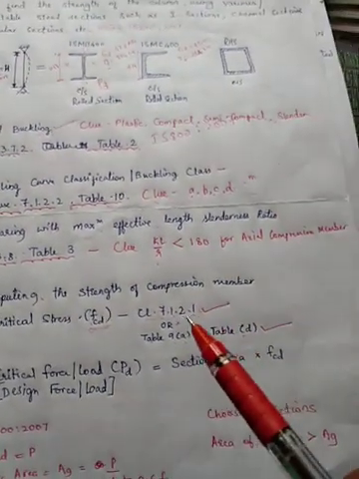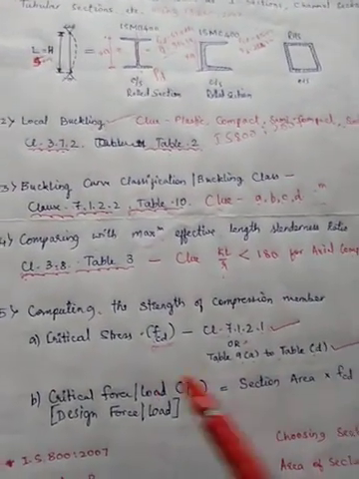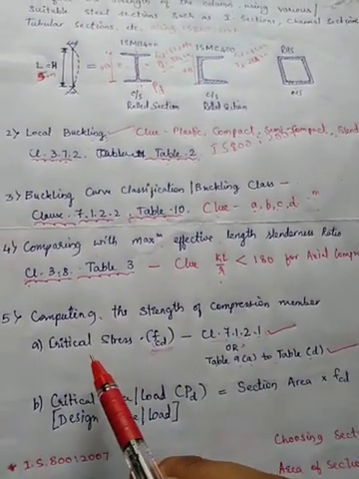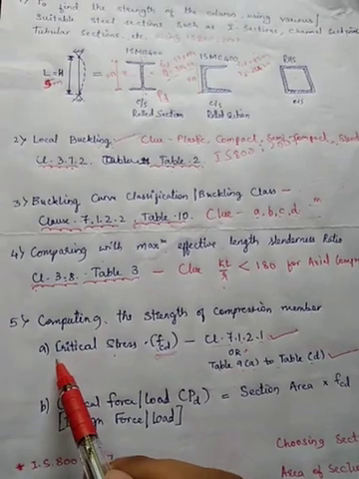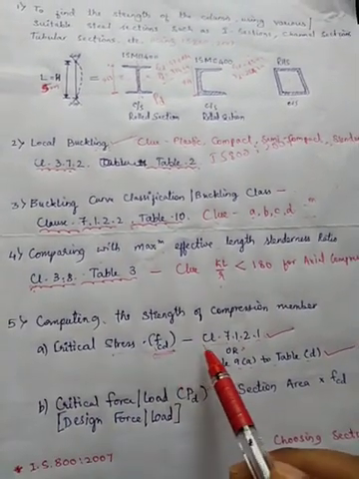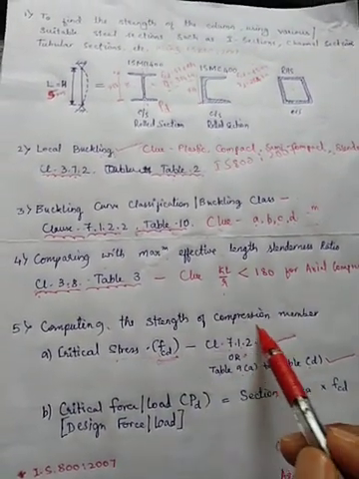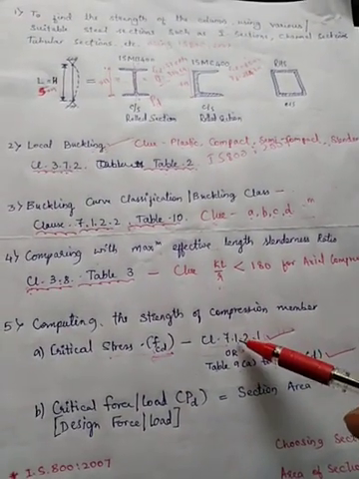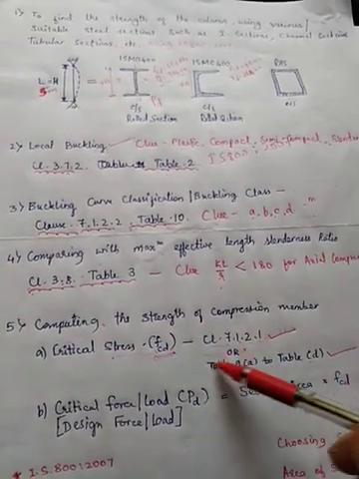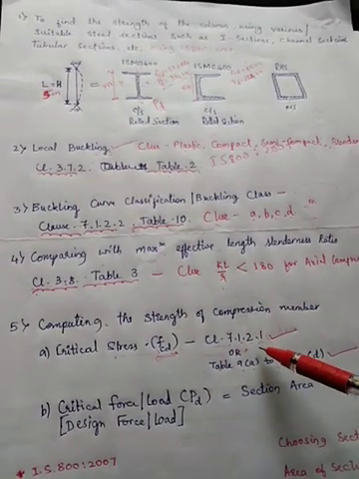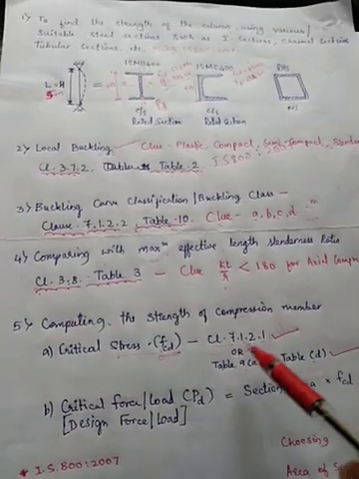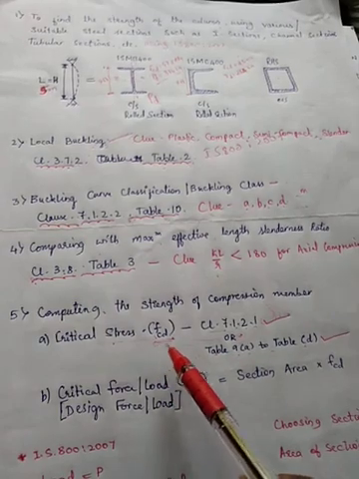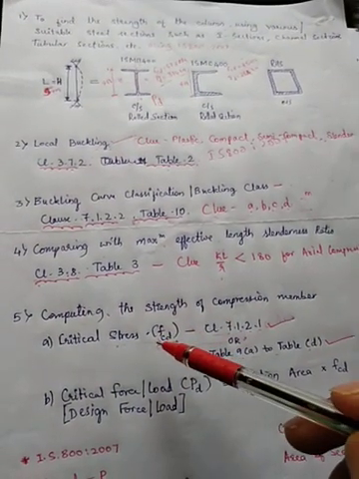The next step is to find the compressive strength of the compression member. According to IS 800 2007, our first step is to find the critical stress. The critical stress is according to IS 800 clause number 7.1.2.1, wherein the formula is available, where we use different parameters from our previous steps to find this compressive critical stress.